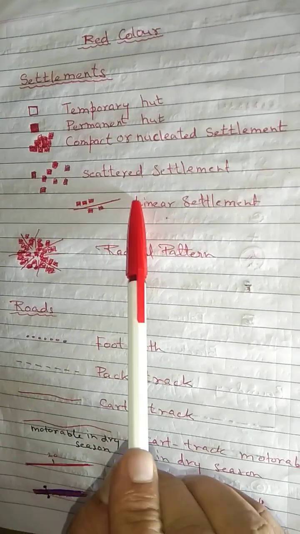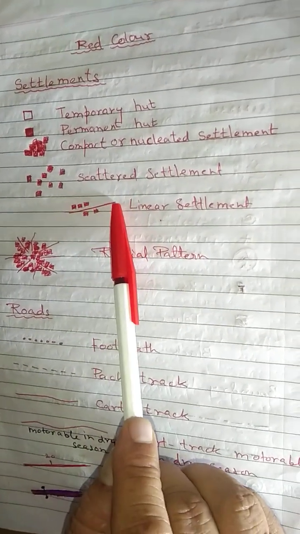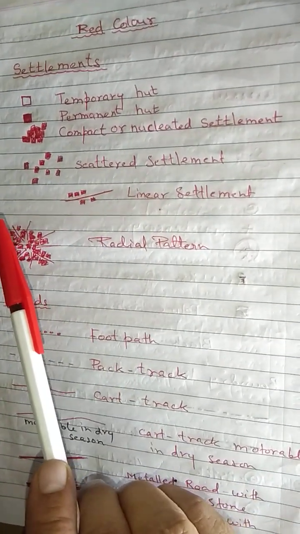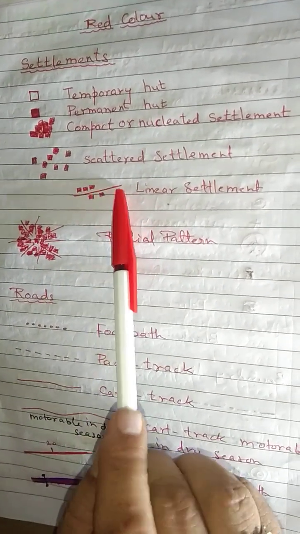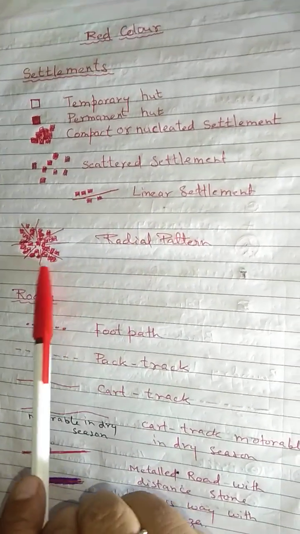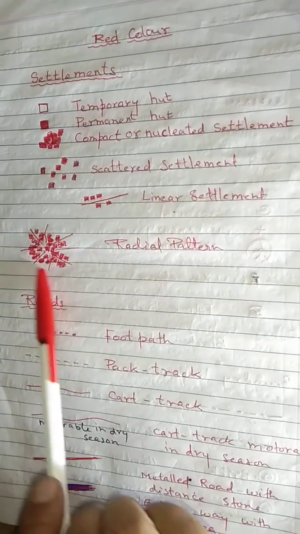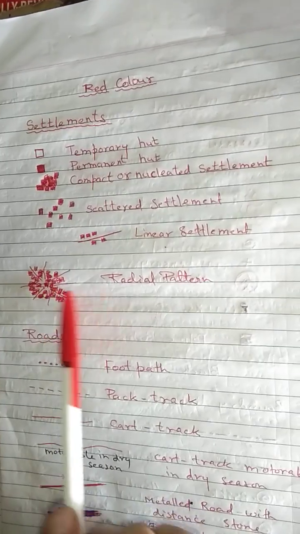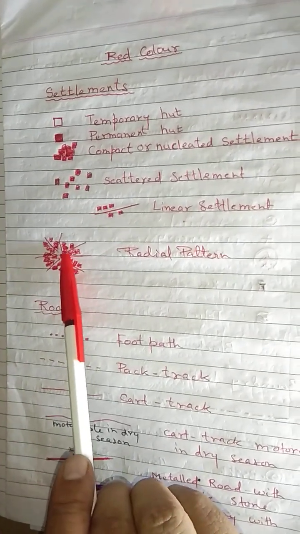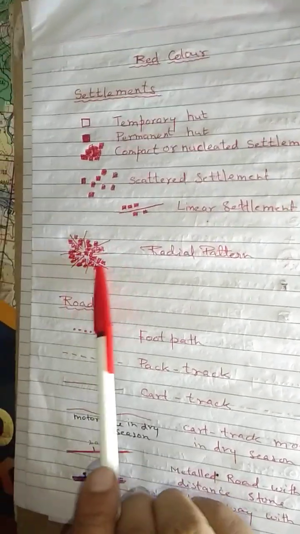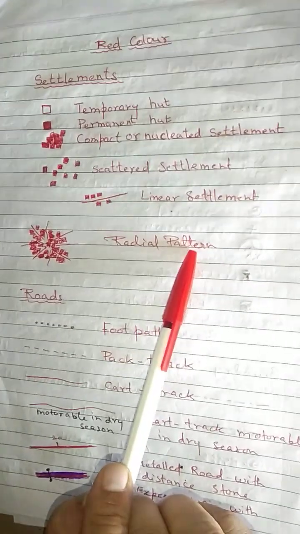Then we have a linear settlement. This may be a road passing here, or a stream, and the settlements are in a line. So when the settlements are in a line, they are called linear settlement. Then we have radial settlement. It's like a radius. See, these are the roads coming here, like a very important chowk or important square, and the settlements are in a radius, so they are called radial settlements.